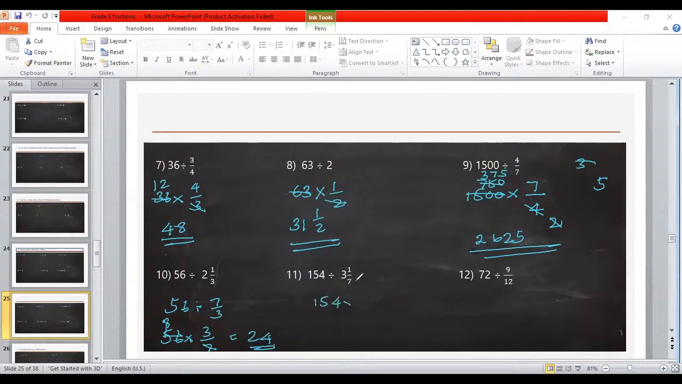154 multiplied by, now before multiplication, I will convert this to an improper fraction. 7 times 3, 21, 21 and 1, 22 over 7. Reciprocal, 7 over 22. So just write, how many 11's here? 2. How many 11's? 44, 4. Again by 7. 7 times 7, 49.